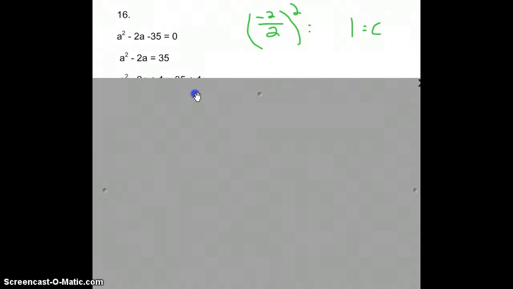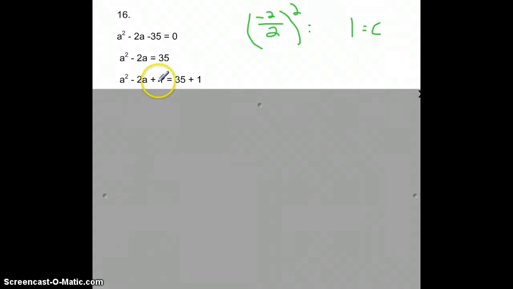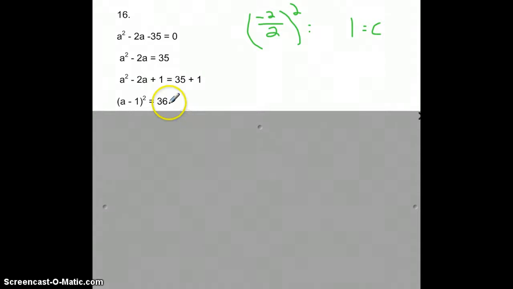Seems pretty easy, hopefully, right? So plus 1 on both sides. This side, the right side, simplifies to 36. Over here we've got our perfect square trinomial. Take the square root of here, right? And we take the sign of B. So we got the quantity of A minus 1 squared.